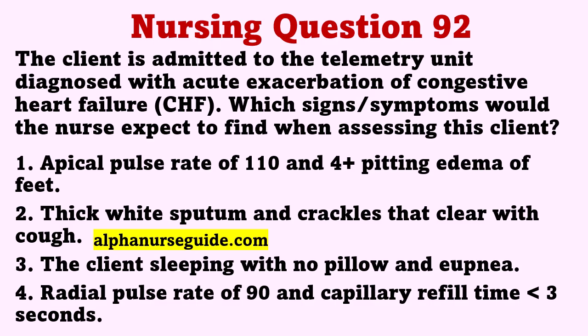If you're looking for abnormal data, then you should exclude the options that have normal values in them, such as eupnea, pulse rate of 90, and capillary refill time less than 3 seconds.